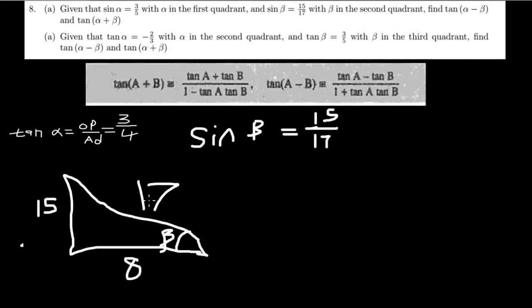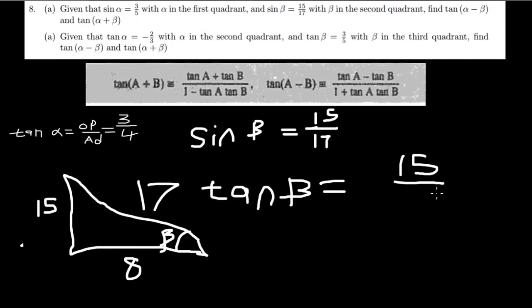So now we can even get our tan from there. Tan beta is equal to, so we know that tan theta is always opposite over adjacent. So which one is our opposite in this case? Our opposite is 15, over our adjacent, which is 8. But remember, the question is saying beta is in the second quadrant.